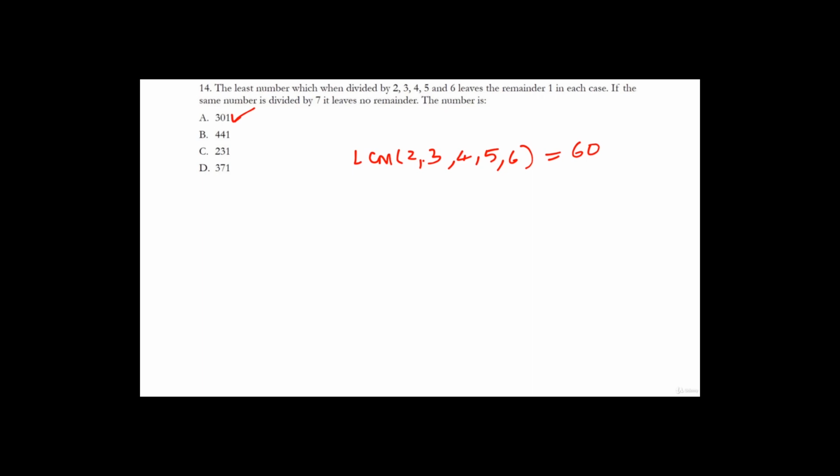Further, we can check that 301 divided by 7, whether the remainder is equal to 0. And it is true because 301 is 280 plus 21. 280 is a multiple of 7 and 21 is also a multiple of 7. So 301 must be a multiple of 7. In that case, it will leave remainder 0. But when it is divided by 60, it leaves remainder 1. So option A is the right answer.